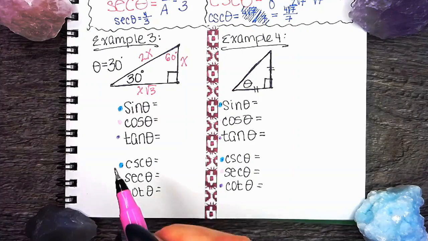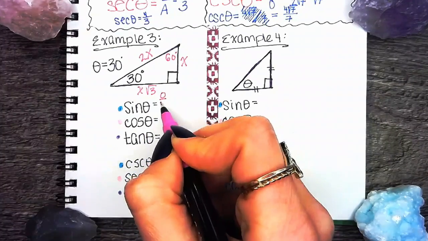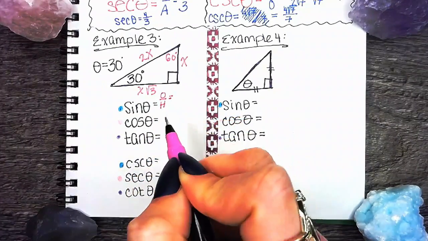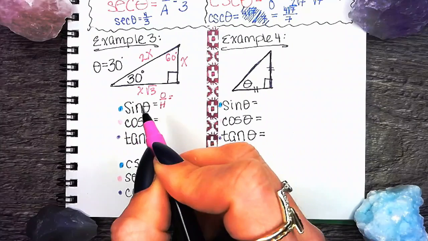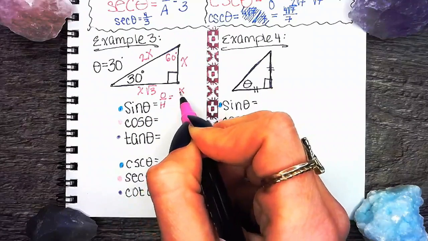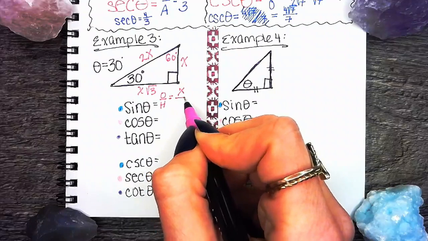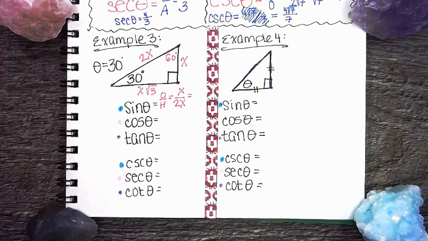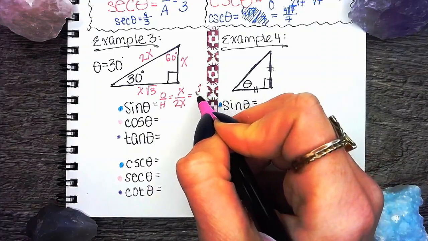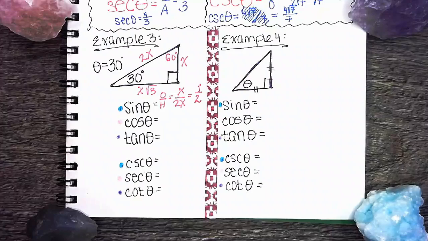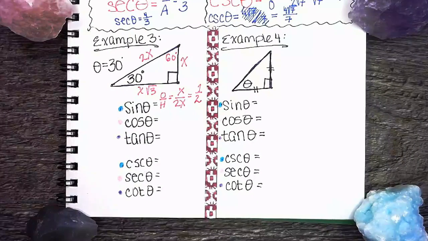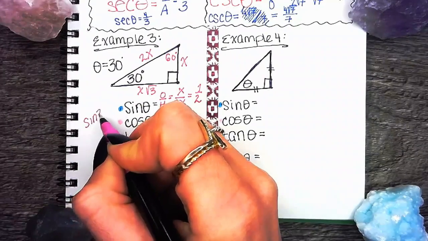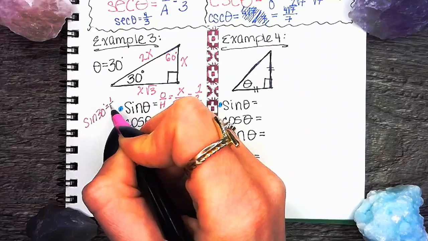Now, what ratio is sine? Sine is opposite over hypotenuse. Opposite of 30, the side opposite of 30 is x. What's the hypotenuse? 2x. How does x over 2x reduce? X over 2x reduces to 1/2. So that's really something that you should and could have memorized. The sine of 30 degrees equals 1/2.